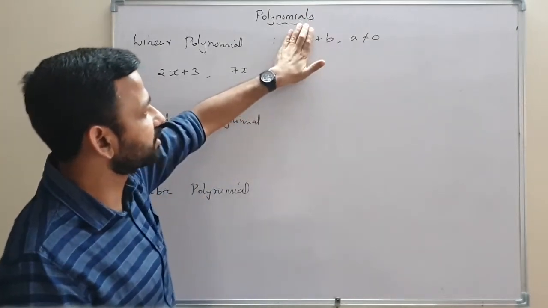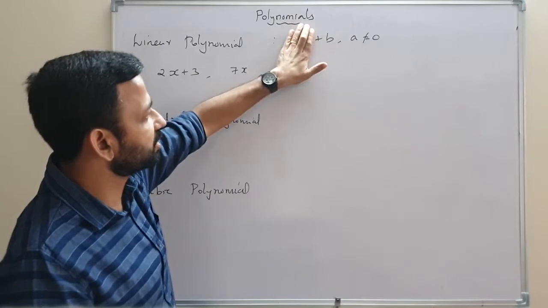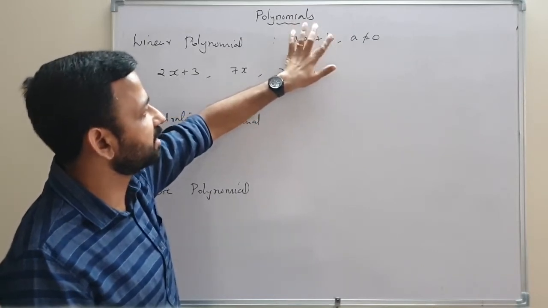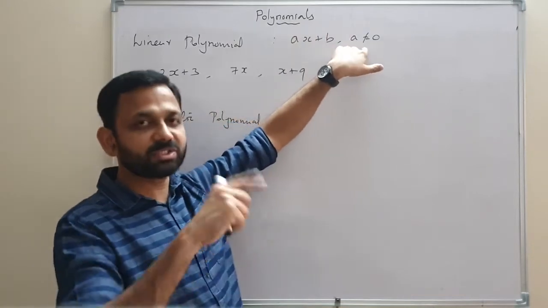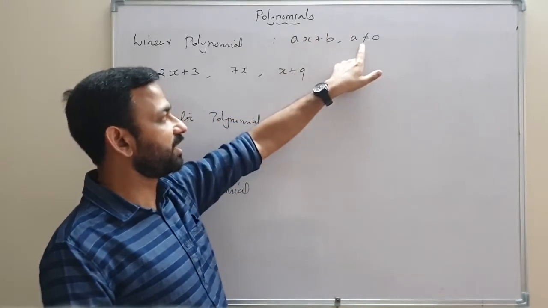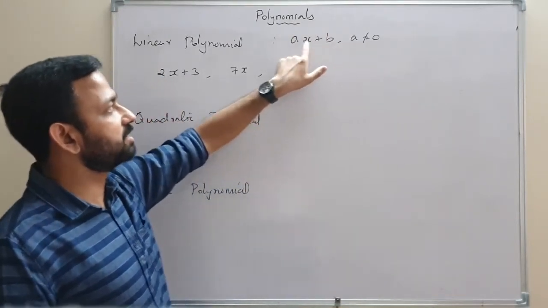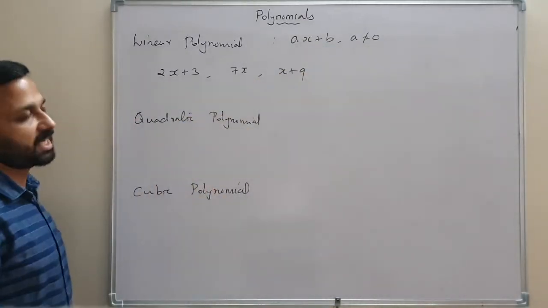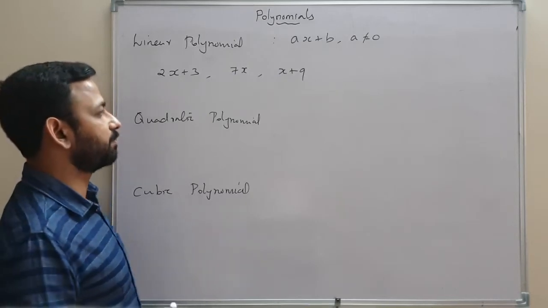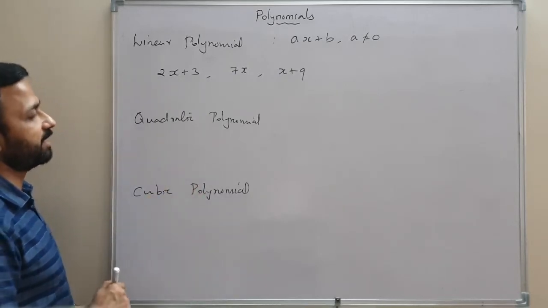If a equals 0, this term becomes 0, then it will be only a constant, and that will be a constant polynomial, a non-zero constant polynomial. That's why we are writing a not equal to 0. This is a linear polynomial. Then quadratic polynomial: a second degree polynomial in one variable, a polynomial of degree 2 in one variable.